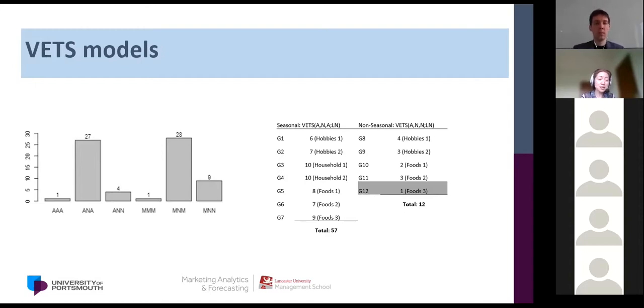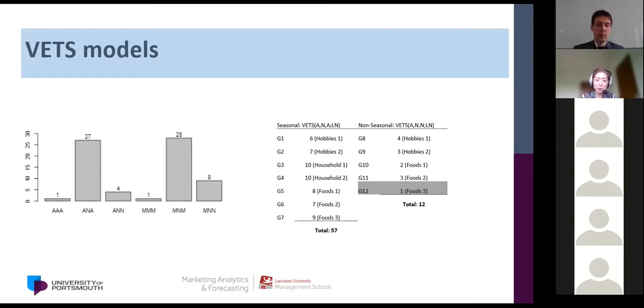So this then means that we had two broad groups, seasonal and non-seasonal. And without a trend, it doesn't matter if you model seasonality as additive or multiplicative. But as I already said, we have a strong preference for multiplicative seasonality. So for the seasonal products, we applied the multiplicative seasonal model. And for the non-seasonal, also a multiplicative model there.